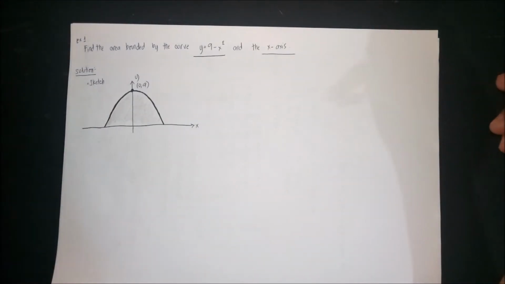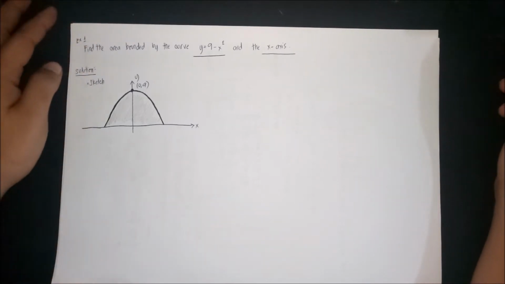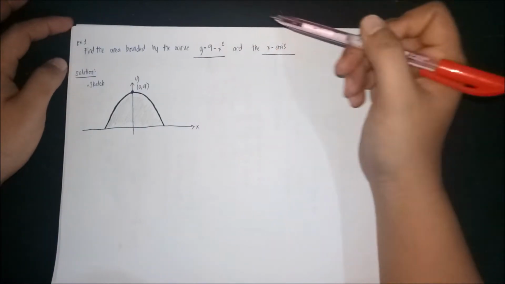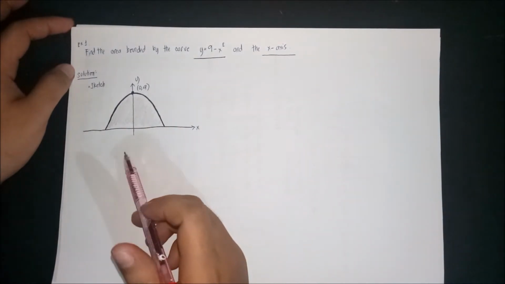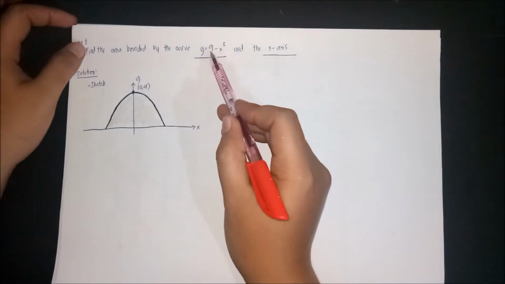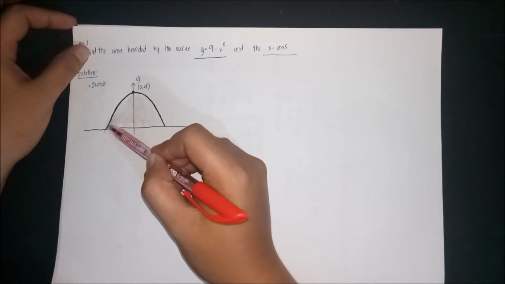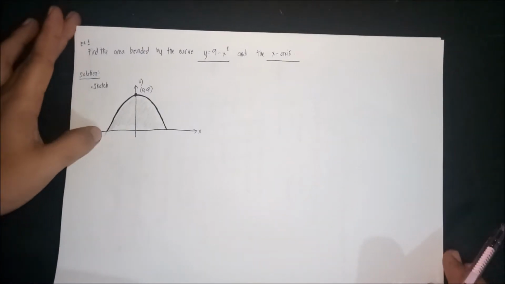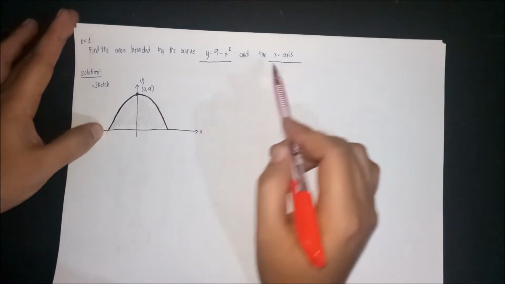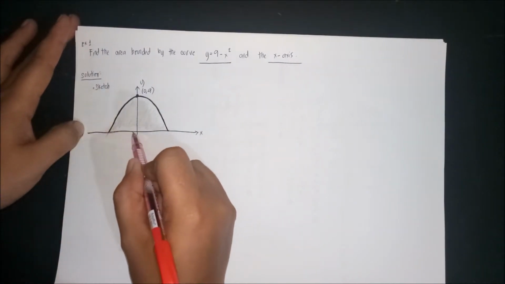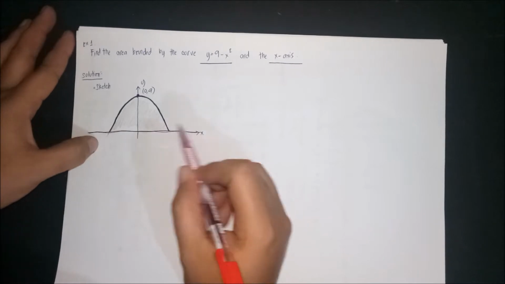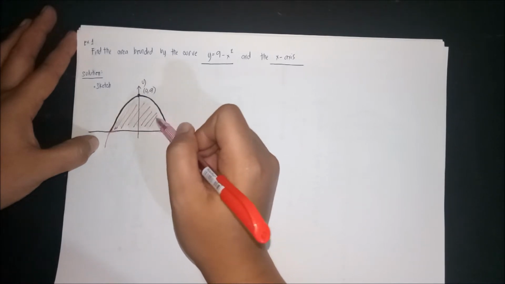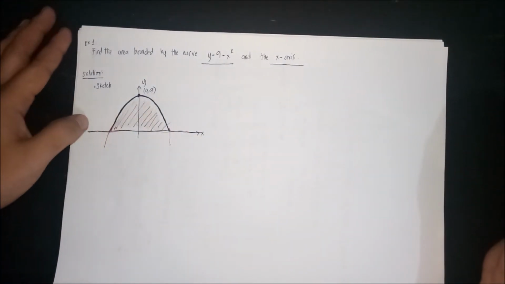Okay, so let's have our first example. For example 1, find the area bounded by the curve y equals x squared and the x-axis. I've already graphed it, class. Say for example, this is the graph of our parabola. And the x-axis, class, this is the x-axis. So which area are we looking for? The area bounded by the parabola and the x-axis. So this is it, class. Okay? So we will find its area.